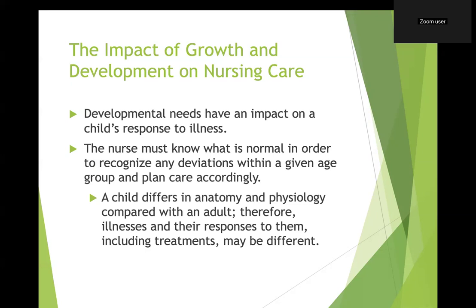So the nurse, again, you need to know what's normal so that you can recognize any deviations. A child differs in anatomy and physiology, as we know, compared to an adult. So the main thing is their response to their illnesses, and the treatments will be different.